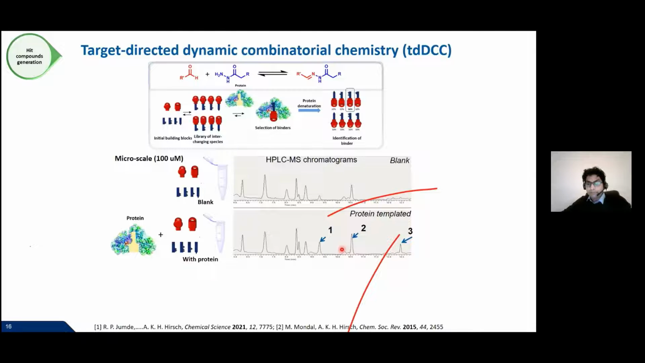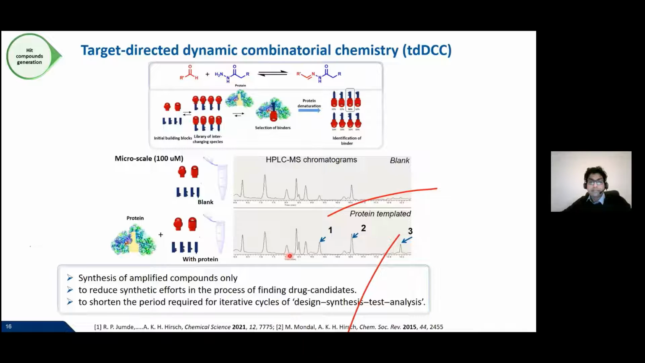And that reduces the synthetic effort. So for instance, in a traditional way, you would synthesize all 8 compounds, test their biological activity, and then find out, okay, maybe none of them are active, right? In this case, you will synthesize only the compounds which are catalyzed by the protein, the target itself. And most of the time, these are the compounds which are really active. So it reduces the synthetic effort in the process of finding drug candidates. So less synthetic effort, and a better quality hit. And most probably this hit will not fail in the drug discovery process.